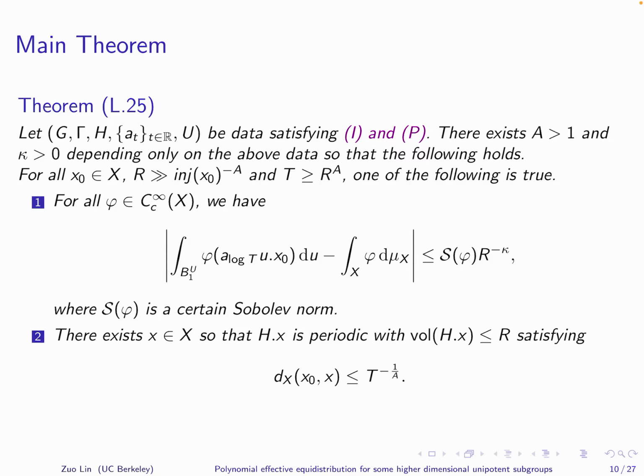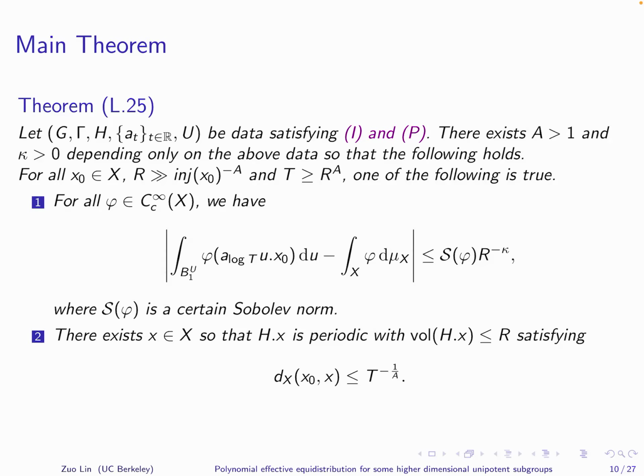Or there exists some other x inside my space X, so that the H orbit on this x is periodic with small volume. The volume is smaller than or equal to R, and x0 is very close to this x. The distance between these two is t to the minus 1 over 8. So it says something roughly like this.